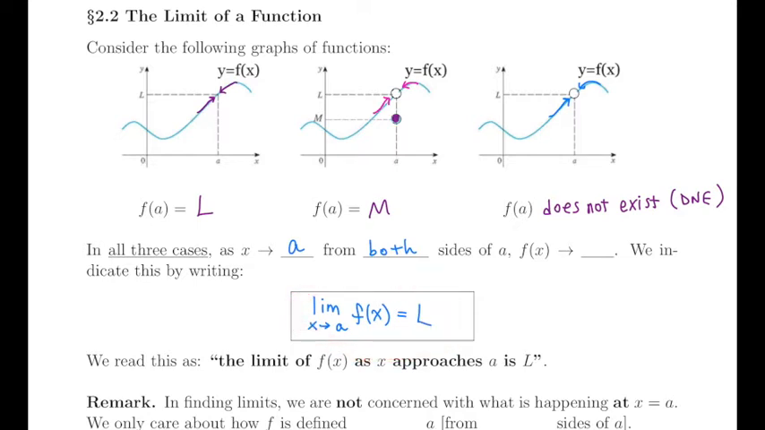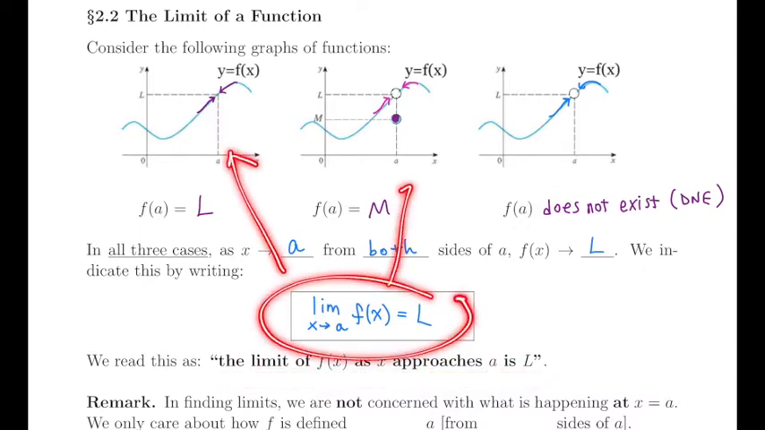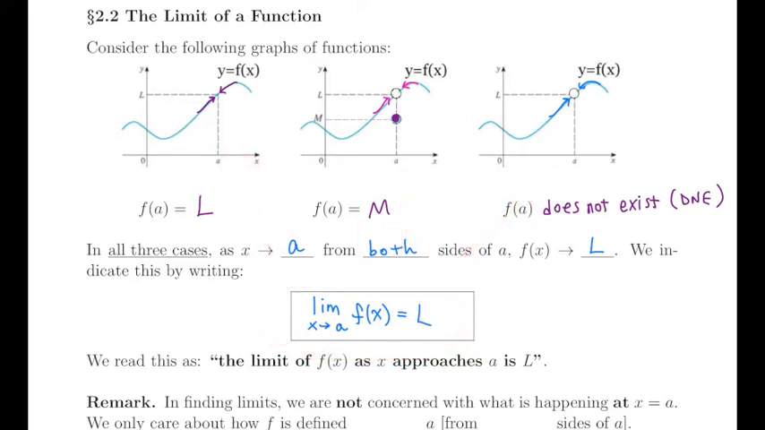All this is saying is that as x gets closer and closer to a from both directions, the y value is getting closer and closer to L. And how you read that is as follows. The limit of f of x as x approaches a, or as x goes to a, is equal to L. This applies to all of these three cases. Even though the behavior at x equals a is all different, this is true of all three graphs. So what that means is we don't care what's happening at a. At x equals a, the y value could be L, could be something else, or not defined at all.